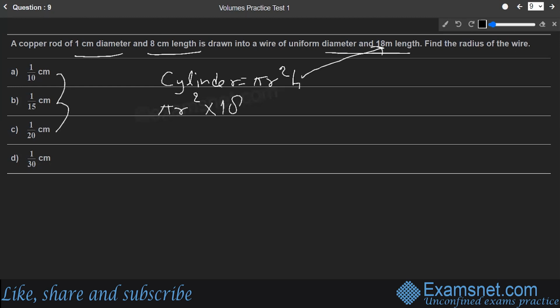Because all the options are in centimeter, let us convert this meter into centimeter. 1 meter is equal to 100 centimeter. So 18 meter will be simply 1800 centimeter.